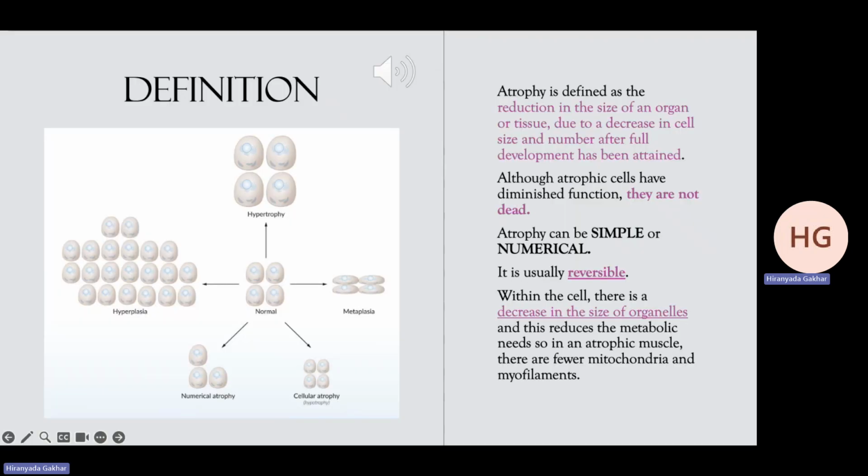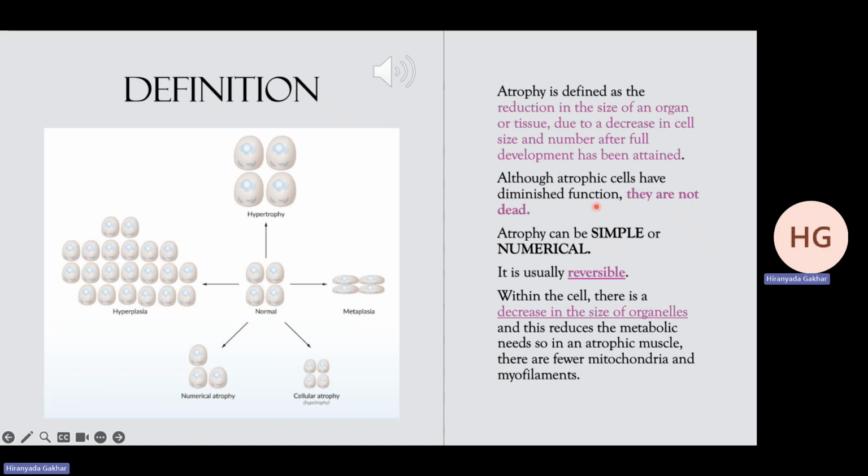Okay, so whenever you go in for the exam and you get this question, you first start off with what is atrophy. So you define it. The definition for atrophy is the reduction in the size of an organ or tissue due to decrease in the cell size and the cell number. So it can be either a decrease in the size or decrease in cell number or both. And this is only valid if the organism has attained full development.